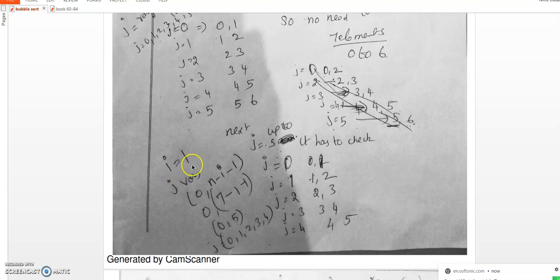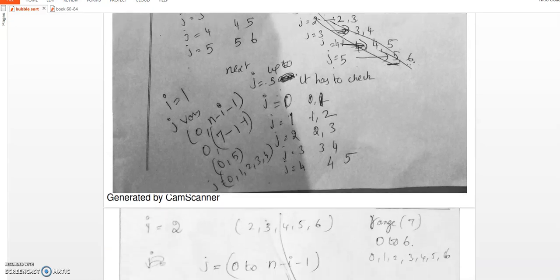Next, the i becomes 1. When i becomes 1, the j value varies from 0 to 4, so j can take 0, 1, 2, 3, 4. With the j value only we are comparing. When j equals 0, we are comparing the 0th and first value. When j equals 1, we are comparing the first value and second value. So the adjacent concept is we are comparing the adjacent values.